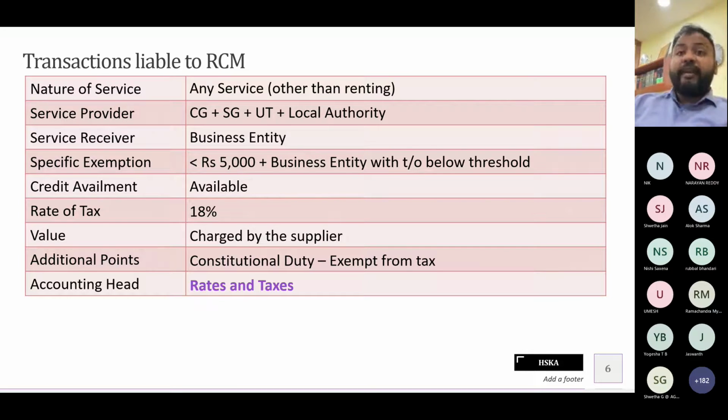Now, if I have paid, am I entitled to claim the input tax credit? Yes, because it qualifies to be a business expenditure for me. Rate of tax, there is no change in rate of tax. The mean rate of tax will apply, which is 18%. What is the value? Whatever amount the government charges, that is the charge I am required to pay tax on.